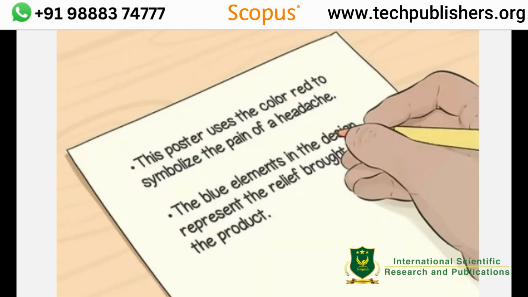Then the fifth one is that you have to make a list of your main arguments. When you have narrowed down the focus of your analysis, decide how you plan to answer the relevant questions. Briefly note your major arguments. These will form the main body of your analysis. For example, you might write, this poster uses the color red to symbolize the pain of a headache. The blue elements in the design represent the relief brought by the product. You could develop the argument further by saying the colors used in the text reinforce the use of colors in the graphic elements of the poster, helping the viewer make a direct connection between the words and images.